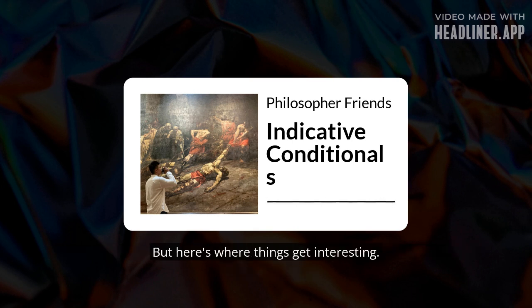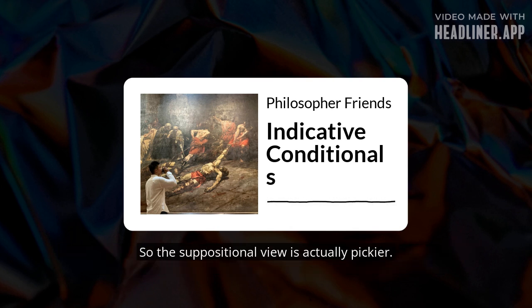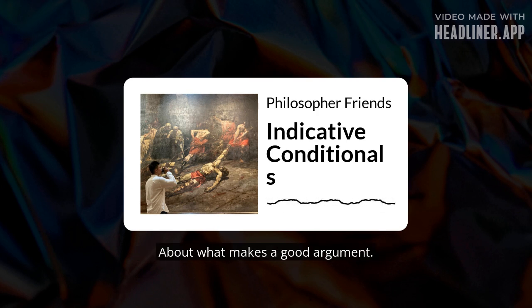Which is nice. But here's where things get interesting. Adams argued that some of those argument forms that are considered valid under the truth functional account actually fail this test. So the suppositional view is actually pickier. It's more discerning about what makes a good argument.